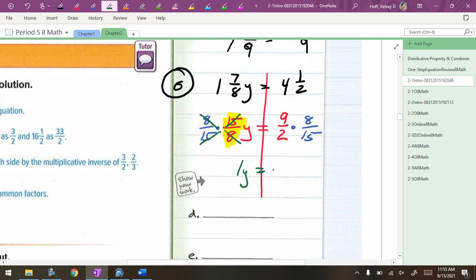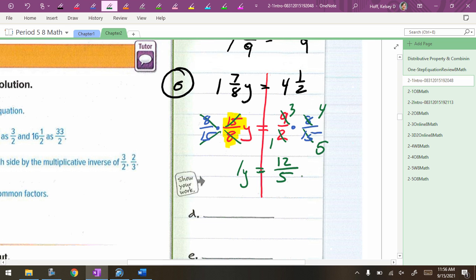Hudson, anything I can simplify on that right-hand side? 8 and 2. 8 and 2. 2 is going to become a 1, 8 is going to become a 4. Taya, anything else you can simplify? 5/3. Very good. 9 would become a 3, and 15 would become a 5. Excellent job. Now I'm going to multiply across. Everyone, 3 times 4. 12. 1 times 5. 5.